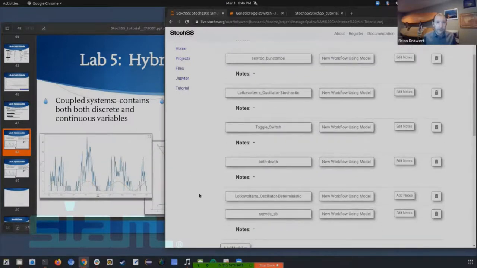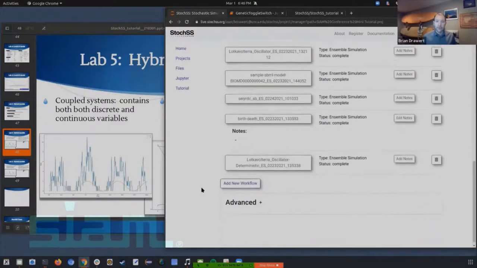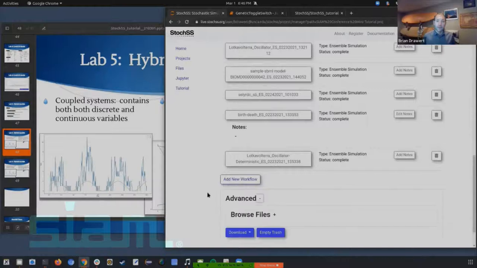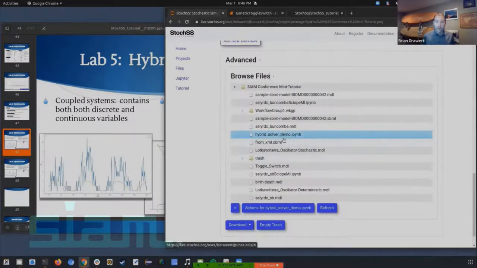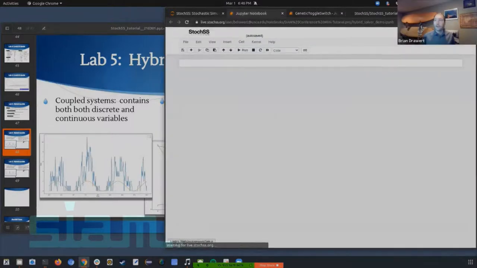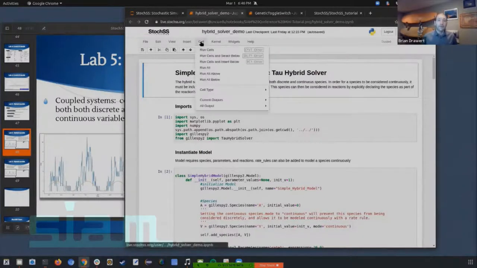What am I looking for? Right, okay, so here are some workflows that we have. I'm going to scroll down and I have a notebook, the hybrid solver demo notebook. Okay, I'm going to double click this, which launches that. Perfect. Okay, I'm going to do this the fast way and do Run All.